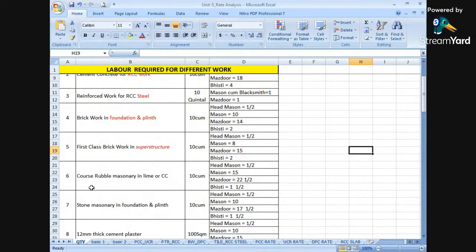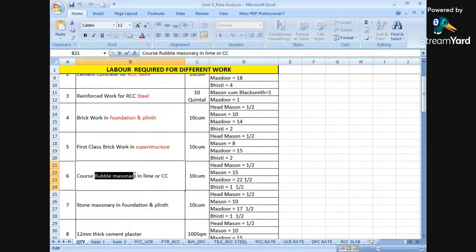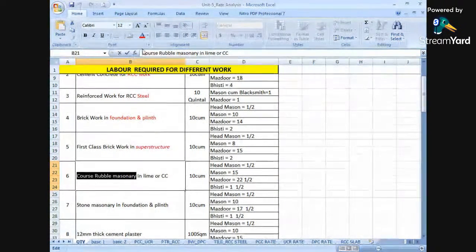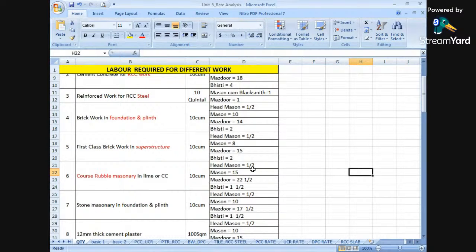Next, the sixth serial number is coarse rubble, that is stone masonry in lime or cement concrete. When coarse rubble masonry is required in lime or cement concrete, how many laborers and Mazdoors are required? Here, for coarse rubble masonry, head mason is 1 by 2, mason is 15, Mazdoor is 22 and a half, whereas Bisti is 1 and a half. So these are the requirements for rubble masonry.